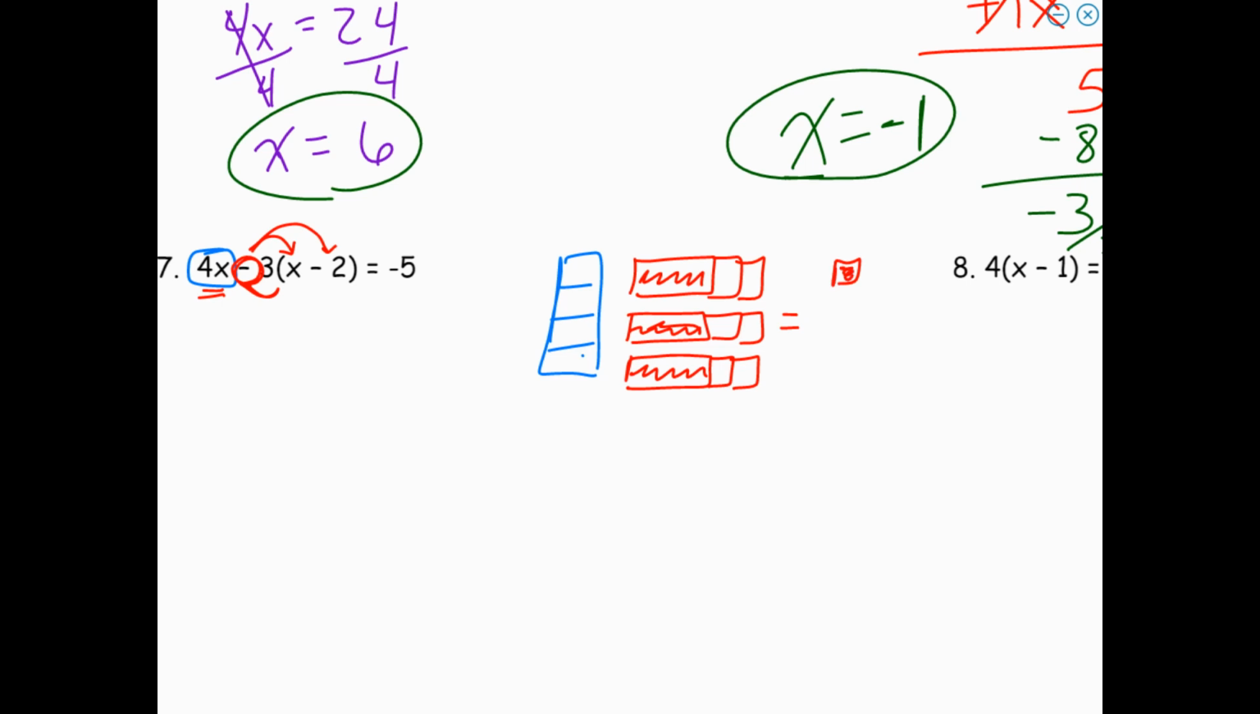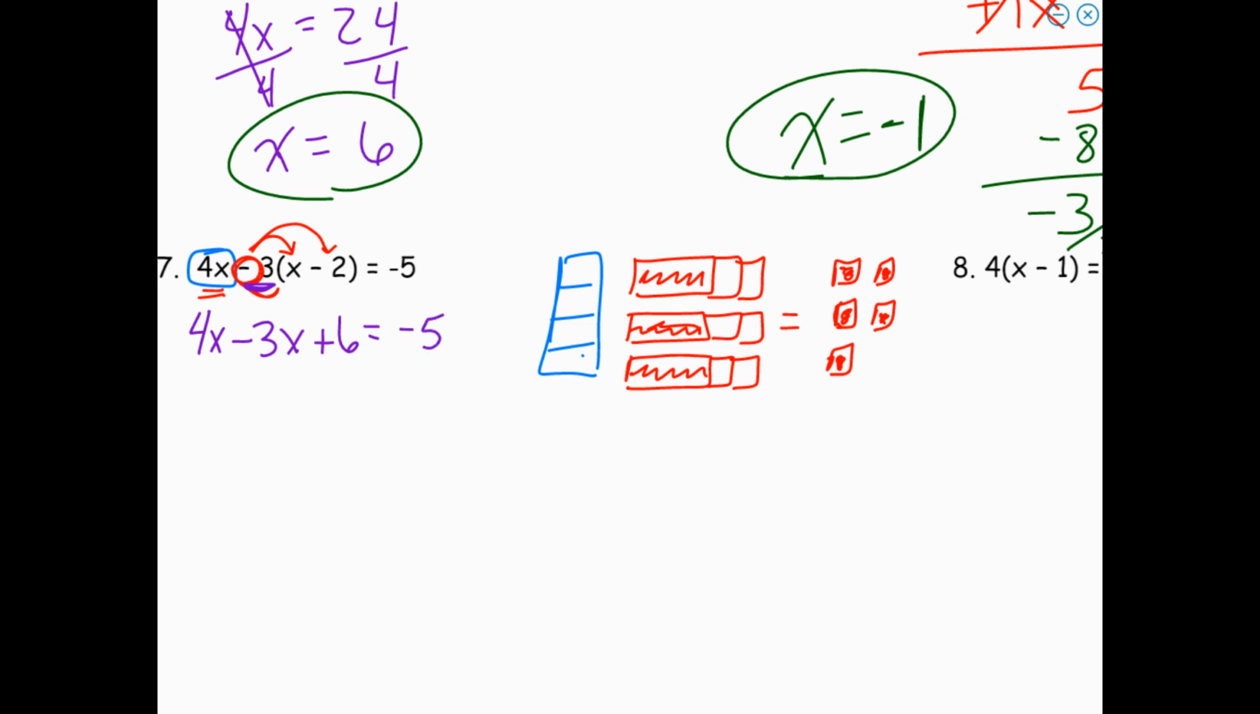Equals, 5 negative 1s. So that's how you would start it out with the algebra tiles if you're drawing your tiles. If you're doing it algebraically over here, you're still going to have the 4x. It's not going to change. What changes is this negative 3 gets distributed. So negative 3x and positive 6. And the negative 5 doesn't change.